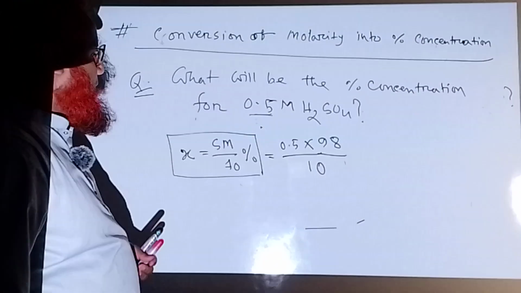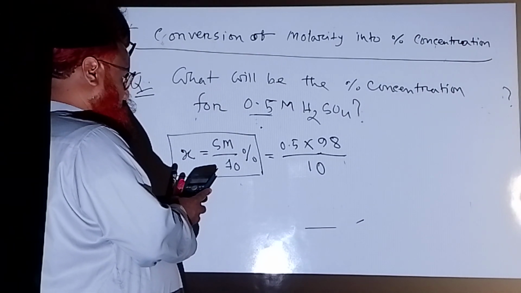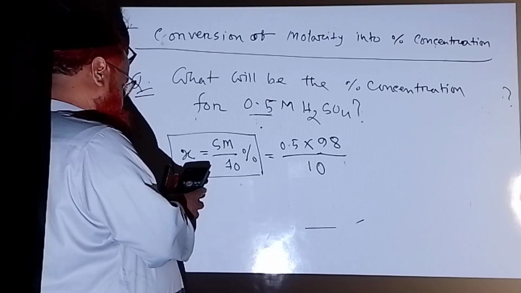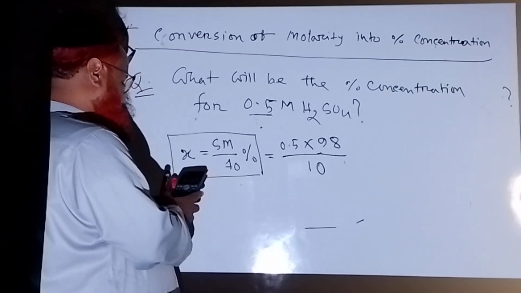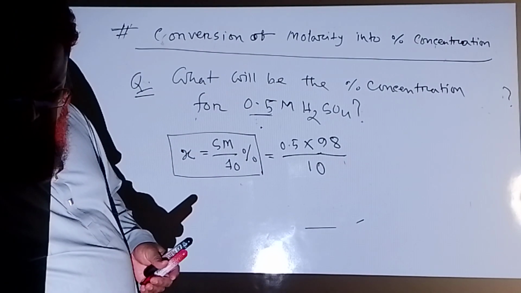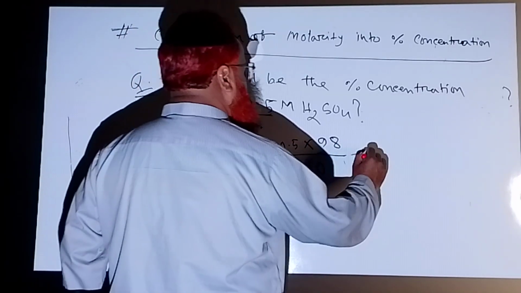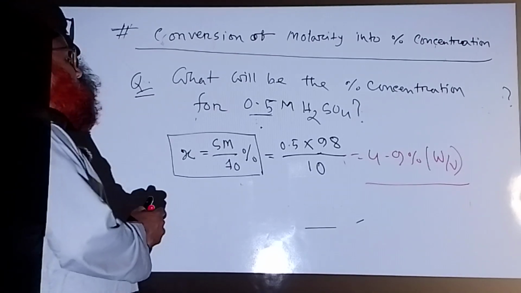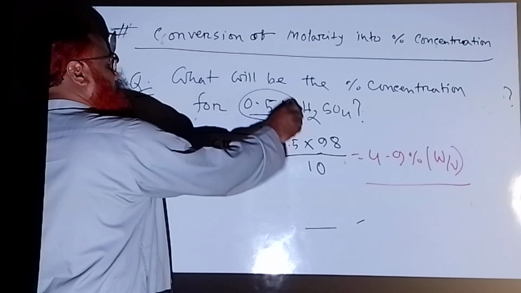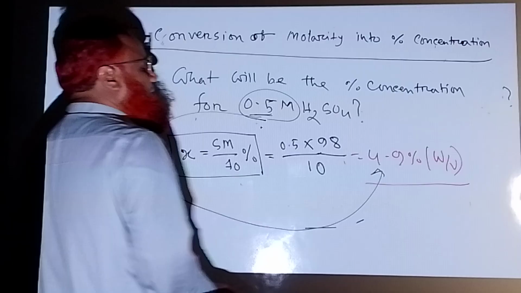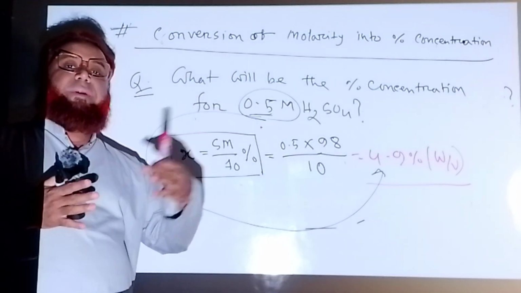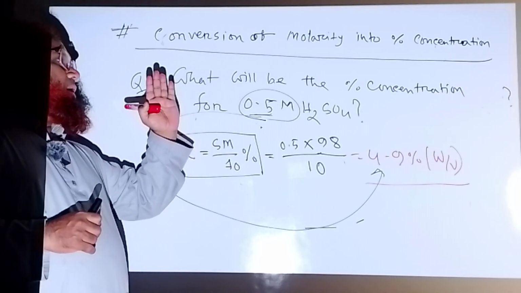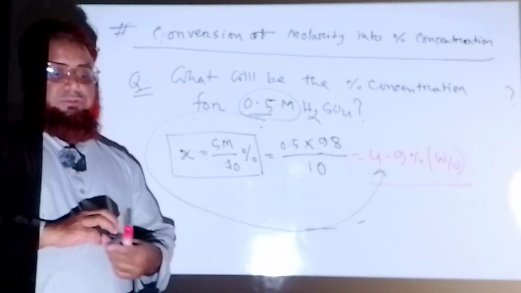So if we do it, then what will be the result? 0.5 multiplied by 98 divided by 10, so it will be 4.9. So it is 4.9%. So 0.5 molar sulfuric acid and 4.9% sulfuric acid are the same thing, same concentration, but expressed in different units. So this is another conversion, molarity to percentage concentration. I think it will be clear for you.